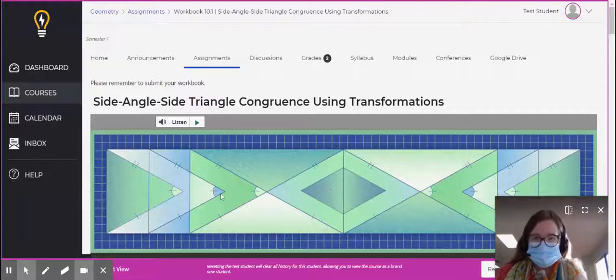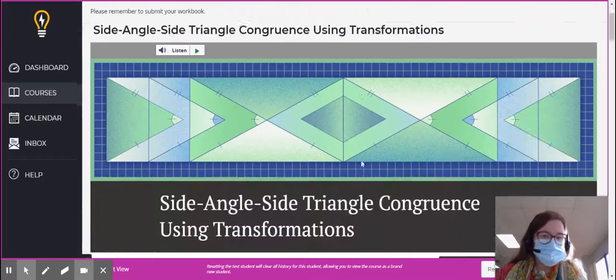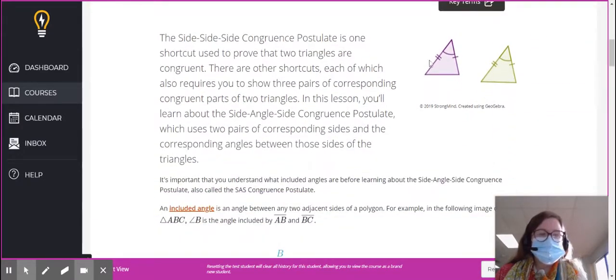Okay, this is 10.1, the side-angle-side triangle congruence using transformations. So the idea behind side-angle-side is that you have two triangles. You know that two of the sides are the same. So this side is the same as that one. That side is the same as that side. Instead of saying the same, we would say congruent. And then the angle that's formed by those two sides is also congruent.